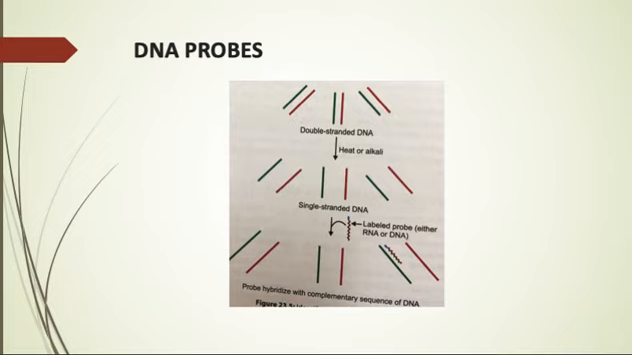These are labeled with a probe, that is either a DNA or an RNA, and then we get a probe hybridized with a complementary sequence of DNA. Okay, so this is about DNA probe.